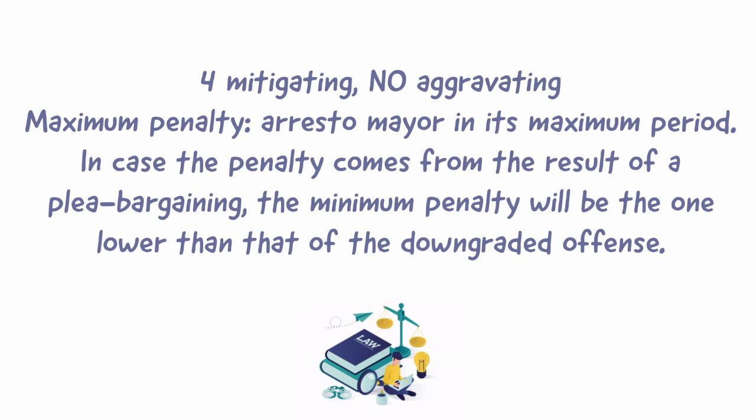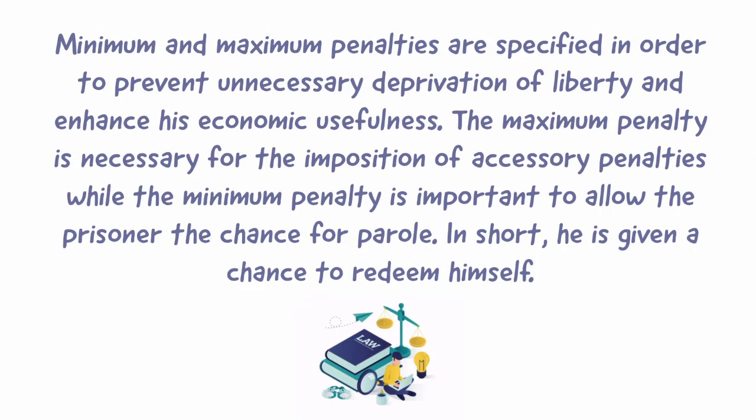In case the penalty comes from the result of a plea bargaining, the minimum penalty will be the one lower than that of the downgraded offense. Minimum and maximum penalties are specified in order to prevent unnecessary deprivation of liberty and enhance his economic usefulness. The maximum penalty is necessary for the imposition of accessory penalties, while the minimum penalty is important to allow the prisoner the chance for parole. In short, he is given a chance to redeem himself.